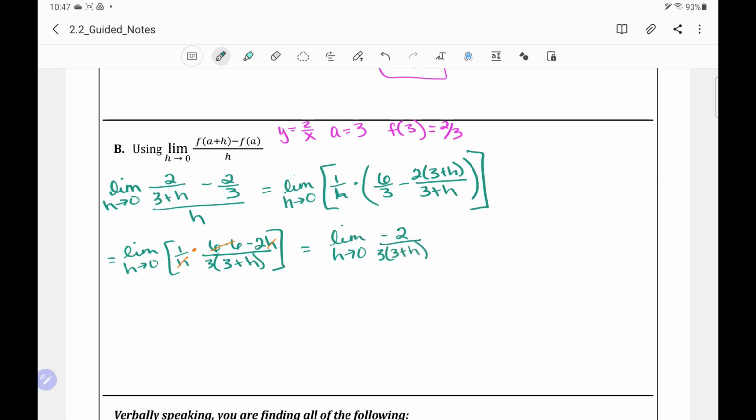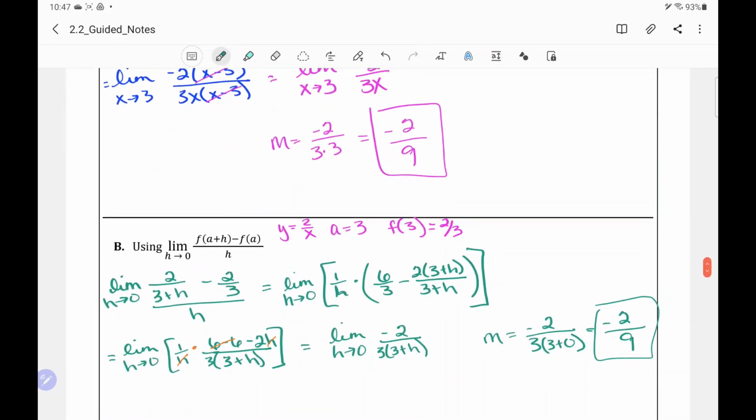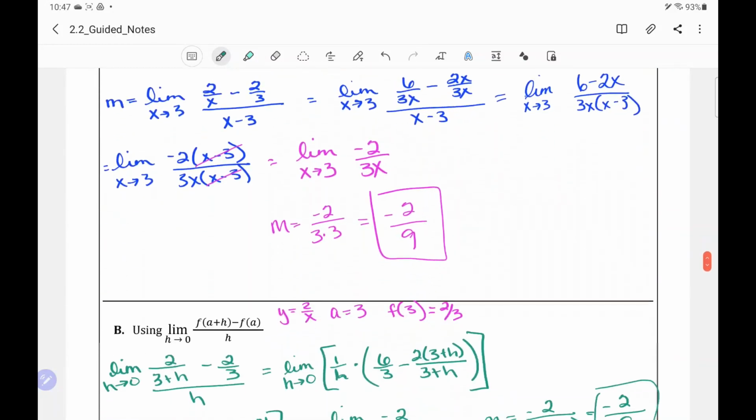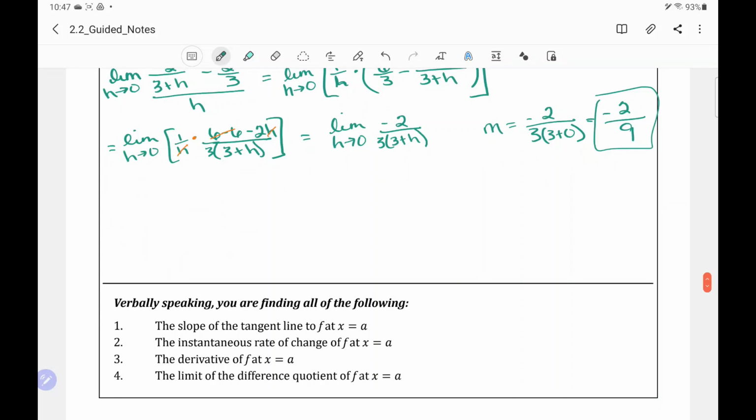And what happens when I plug in my 0? Well, I'm going to get negative 2 over 3 times 3 plus 0, which is negative 2 over 9. Notice I got the exact same answer that we got up here on A, negative 2/9. The reason they had us do this with the same problem is just to show that it works out exactly the same. You can just decide if there's a specific one that you like better.